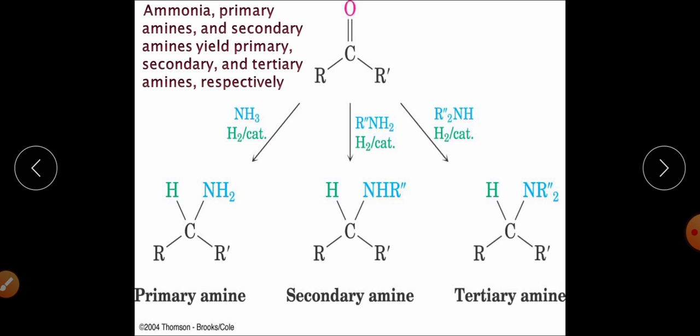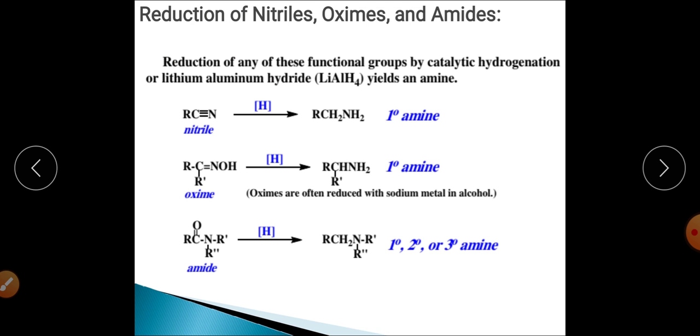We have already seen that this is the ammonia, and first of all the imine will be synthesized, followed by the reduction. This is your primary amine and this is your secondary amine, and by this you get different types of amines using this reaction.